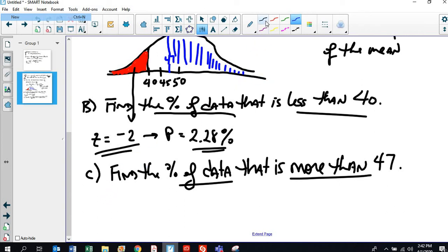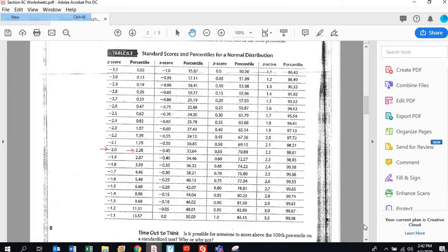When I go to do this, I still need to calculate the z-score. I take 47 minus 50 all over 5. So I get -3 over 5, which is -0.6. Use your calculator for that. Simple enough. Now I go to my table, which again is given to you, and I look at negative 0.60. Negative 0.60 gives me a 27.43 percentile or percentage.